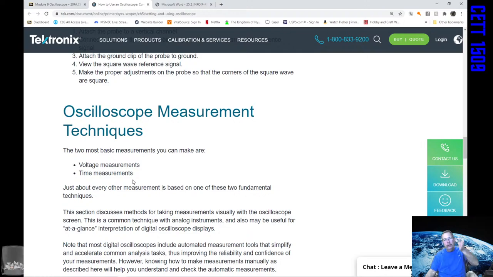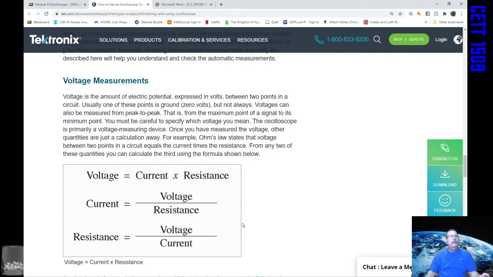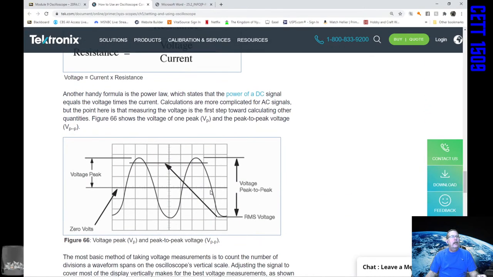Like I said, voltage is an up and down or amplitude setting, whereas time, you can see it kind of open up or squash down. The voltage measurements, of course, this is Ohm's law stuff. Voltage equals current times resistance. Current is equal to, it's the same. Peak voltage is from zero to the highest point.